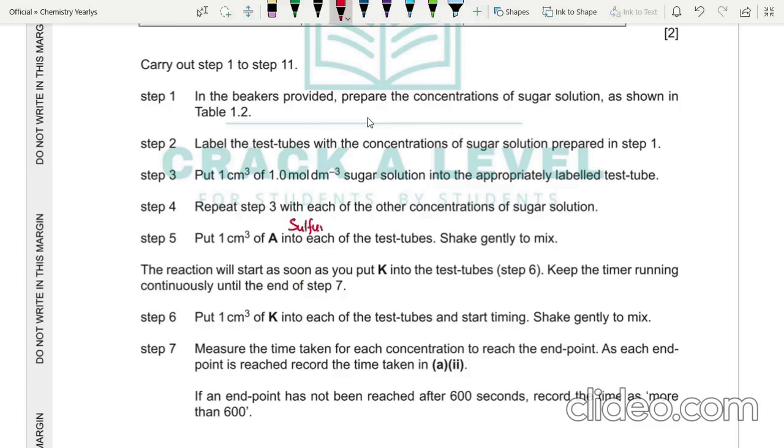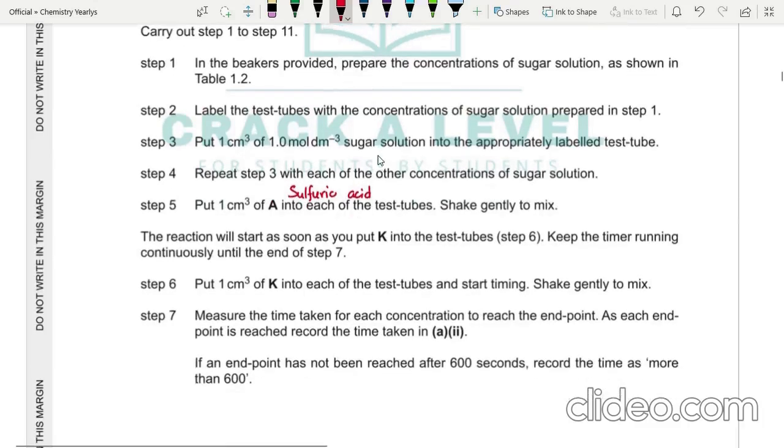Just let me write it here. Shake gently to mix. The reaction will start as soon as you put K into the test tube, which is step 6. Keep the timer running continuously until the end of step 7. So we are going to be starting the timer as we add the first cm cube of the K into any of the test tubes, so the reaction starts for all at the same time, and then we are going to be lapsing each time the endpoint is reached for each of the concentrations.